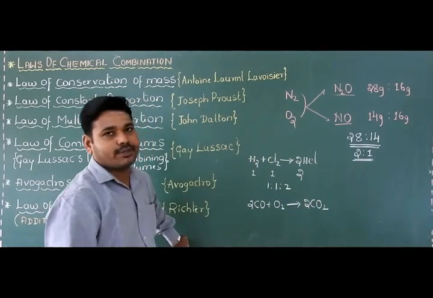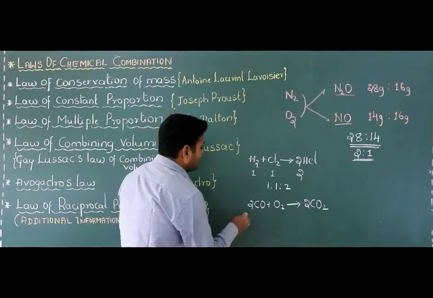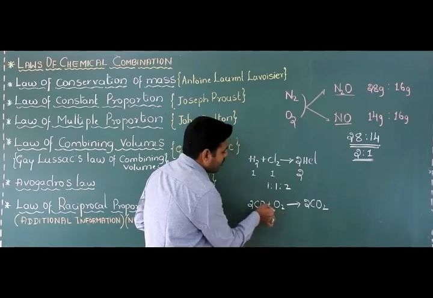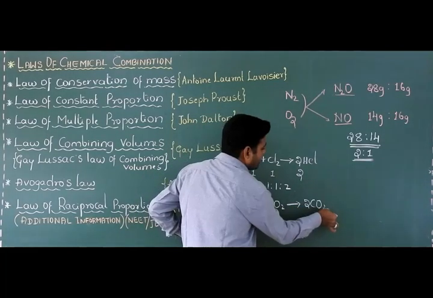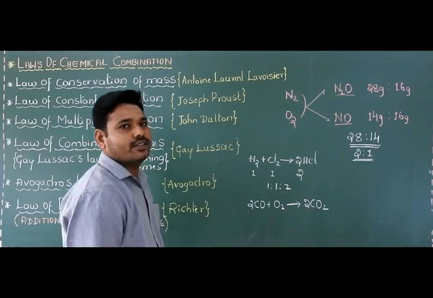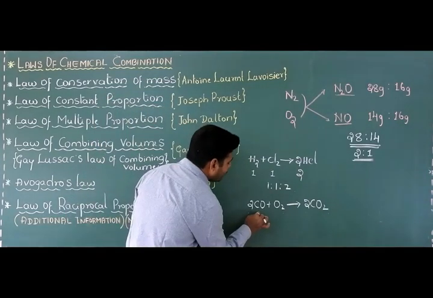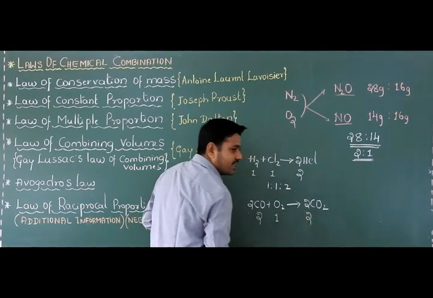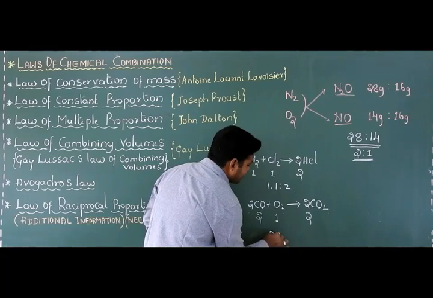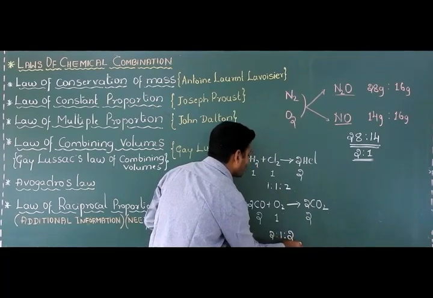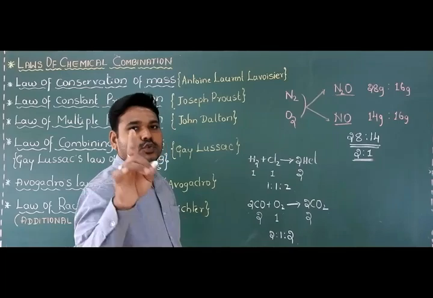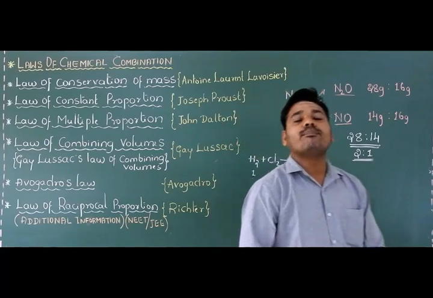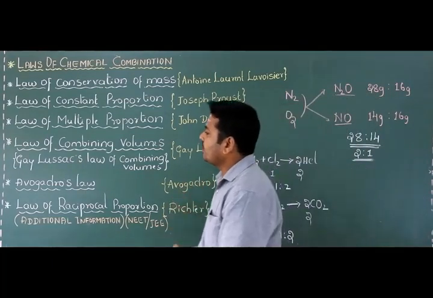Similarly, one more example is carbon monoxide combining with an oxygen molecule to form carbon dioxide. In this example, the gaseous reactants combine to form gaseous products. Reactants are also in the gaseous state, and the product is also in the gaseous state, students. And here, the volume of carbon monoxide is 2, the volume of oxygen is 1, and the volume of carbon dioxide is 2. So, they bear a simple whole number ratio of 2:1:2 here. So this is the second example for the law of combining volumes, or Gay-Lussac's law of combining volumes, students.